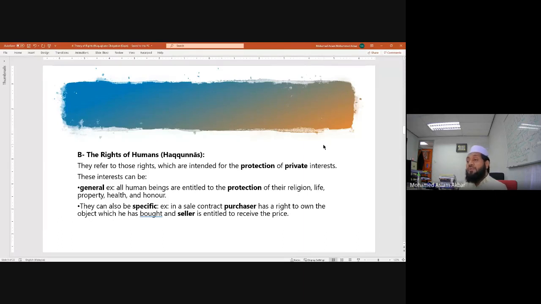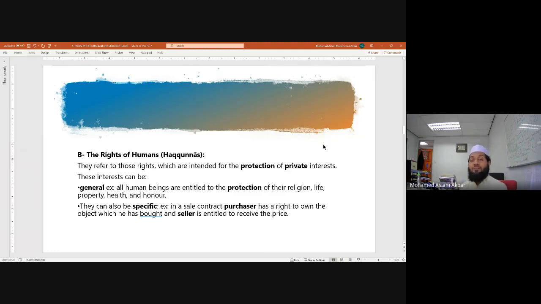So they refer to those rights which are intended for the protection of private interest. These interests can be general, for example, all human beings are entitled to the protection of their religion, life, property, health, and honor. I think you remember that we discussed this in Maqasid Sharia. They can also be specific, like in a sale contract, the purchaser has a right to own the object which he has bought, and the seller is entitled to receive the price.